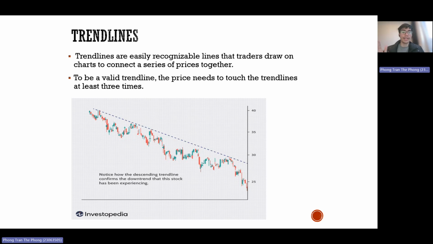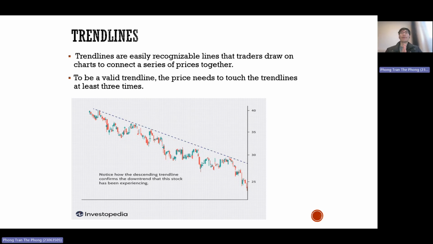So trend lines are easily recognizable lines the trader draws, just like support and resistance. The difference is they are not horizontal lines, but either downward or upward. This is an example of a downward trend line. In a downtrend, we draw the trend line above the price, but in an uptrend, we draw it below the price. I don't have the example here, but it's quite easy to understand, so I don't include it. But this confirms the downtrend of a particular stock.